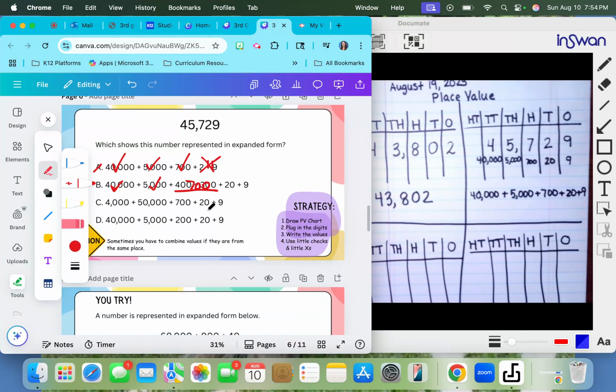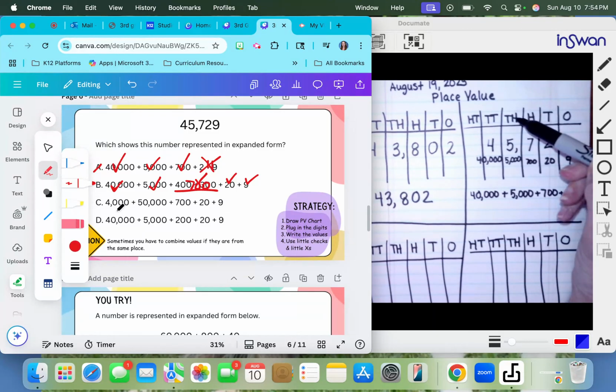How cool. And does our number have a value of a 700? It does. So that's a check. 20. Do we have 20? Yep. And do we have 9? Ooh, got all little checks. So we think we like B, but are we going to stop? Nope, a mathematician does not stop. A mathematician processes through all the answer choices. So we have to keep going. 4,000.